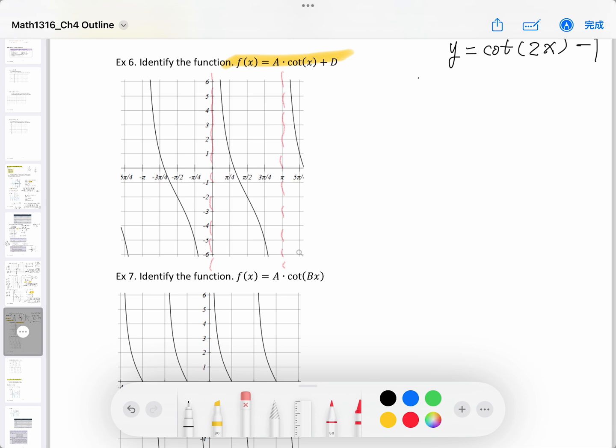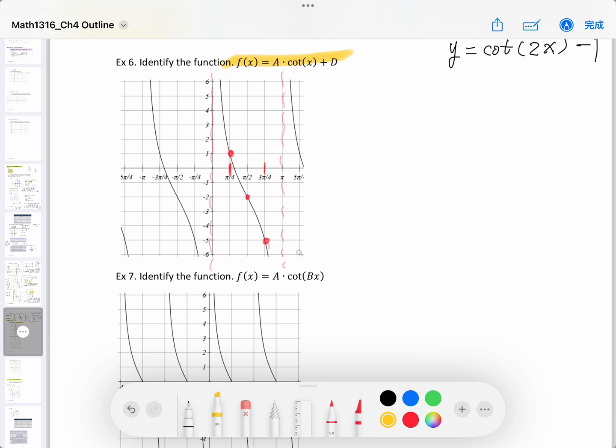And second, I want to find a and d. What is the middle point? Between two vertical asymptotes, the middle must be pi over 2. My point is here, the middle point. And how about the first quarter and the third quarter? First quarter must be pi over 4. Third quarter must be 3 pi over 4. Where is the point? This point here and this point here.